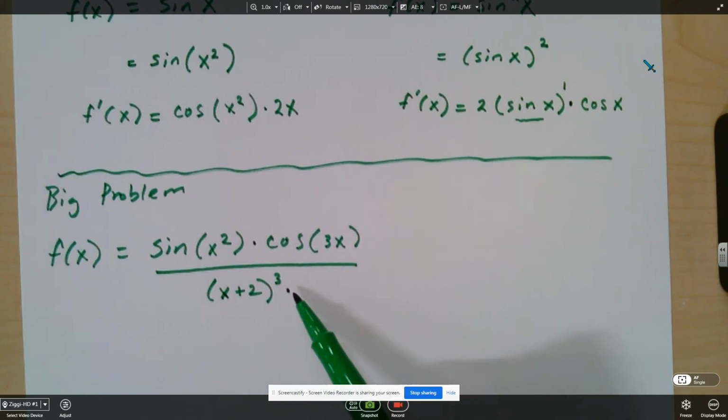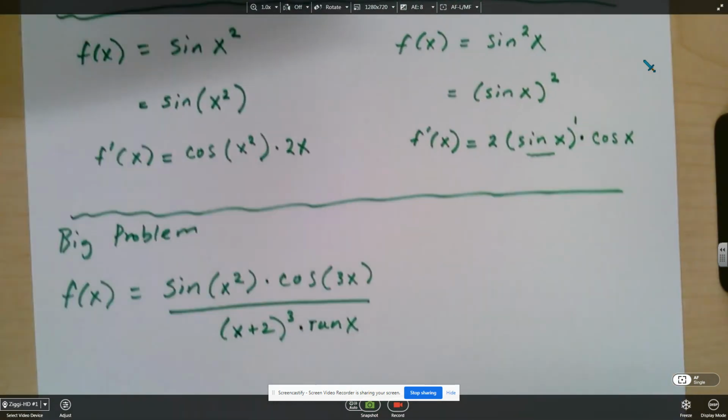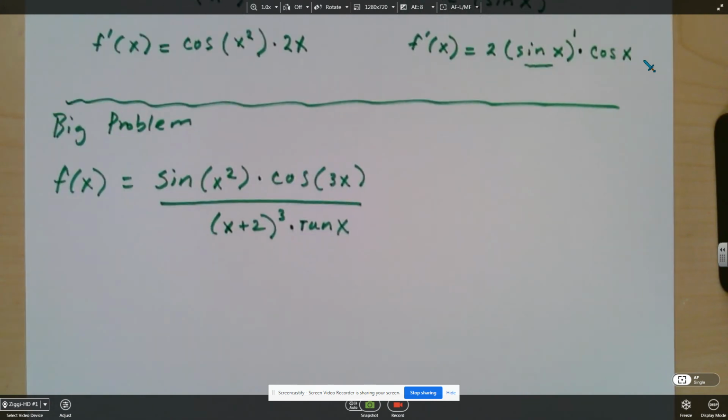Times. Should we times it by something too? Let's times it by secant. Or no. Maybe we'll just times it by tangent x. Alright, here's our big problem. Okay, you guys try this one.